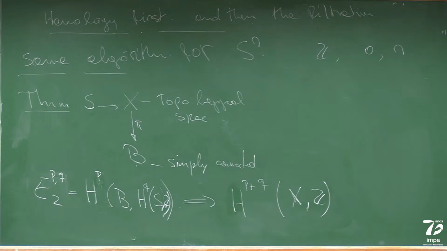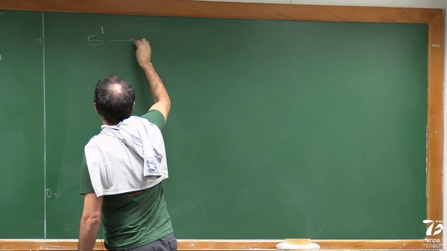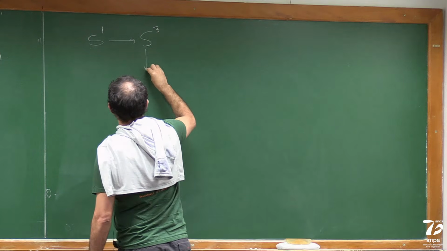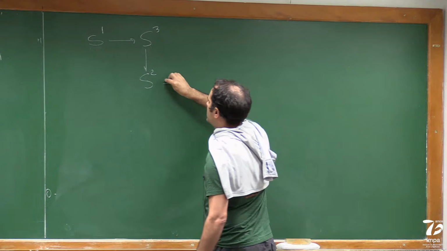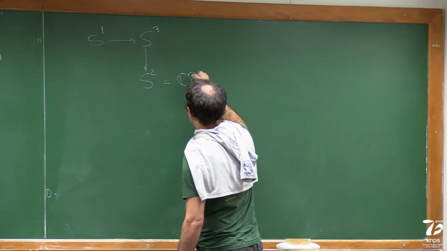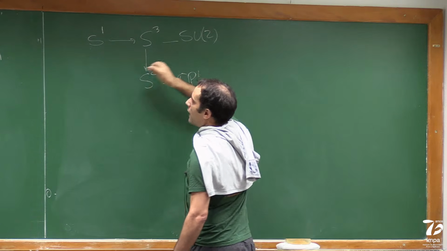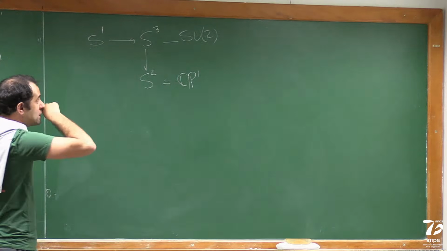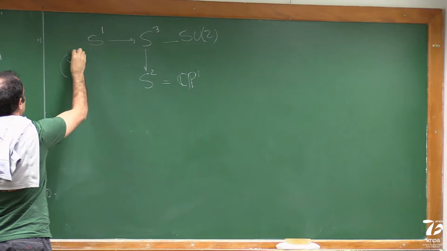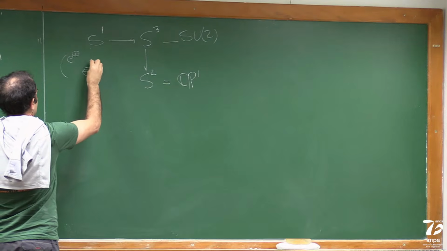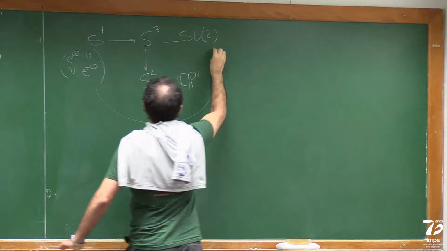Okay. So let's do this for one particular example. This is a fibration. This S2 is CP1, this S3 is SU(2), and this S1 is just inside of 2 by 2 unitary matrices. This is just the torus of S1. These are 2 by 2 unitary matrices inside of here.